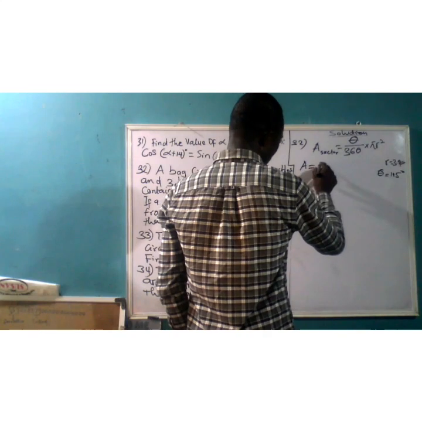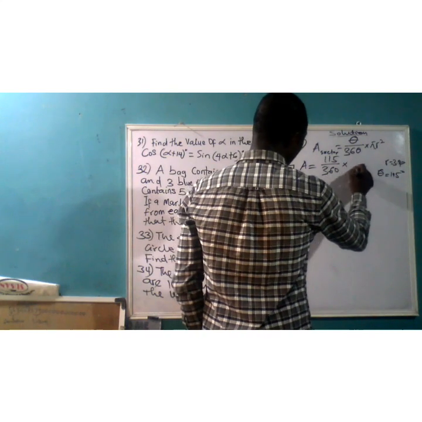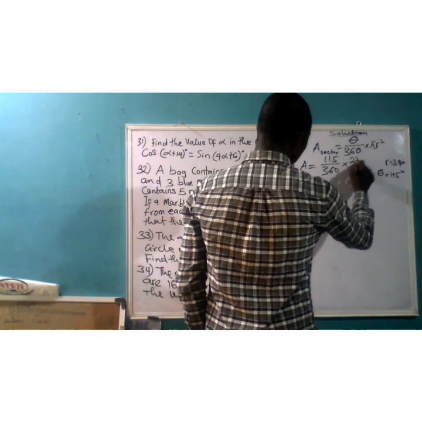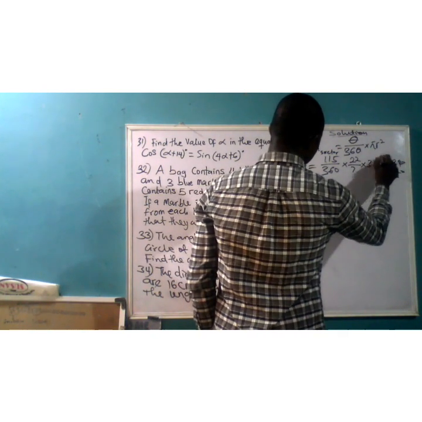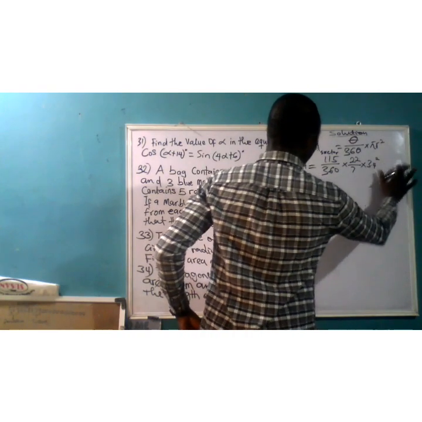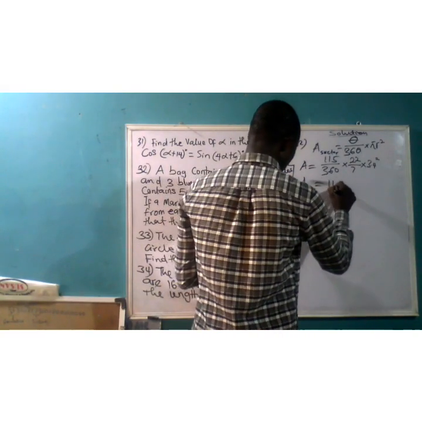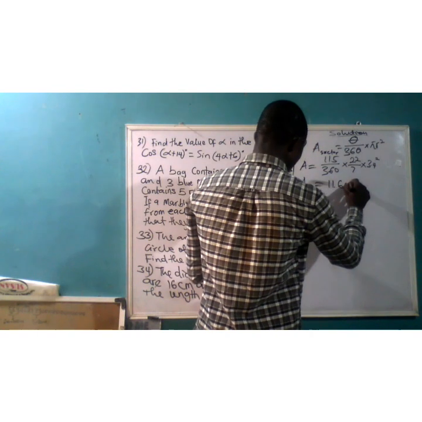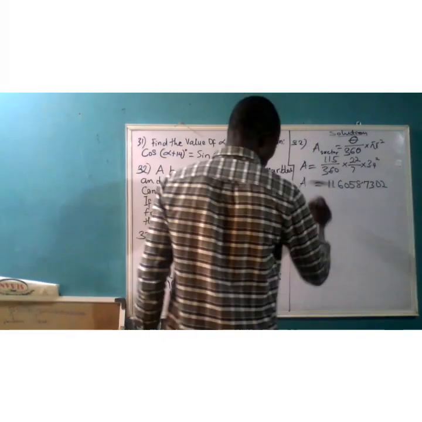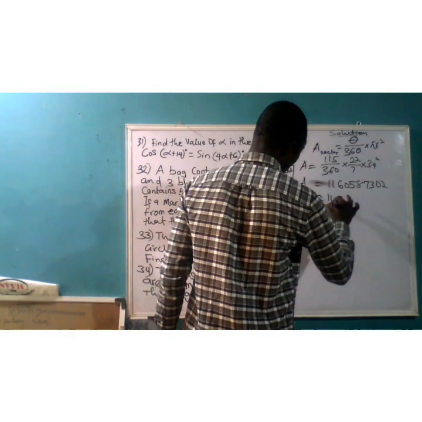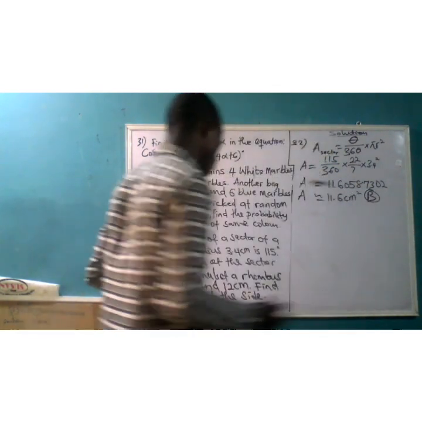So area is equal to 115 all over 360 multiplied by pi, which is 22 all over 7, then multiply by 3.4 squared. Okay? This gives us 11.60587302. Because if you approximate this, it will give you 11.6 centimeter square. Option B is the correct option.